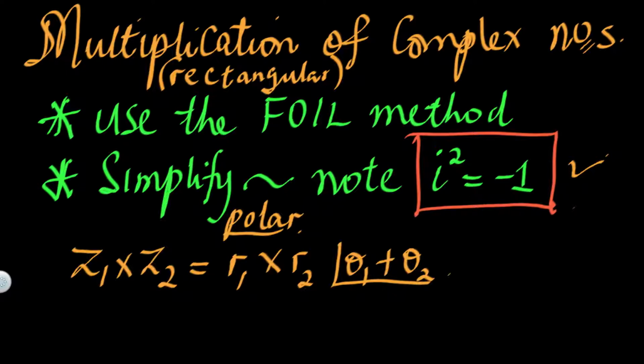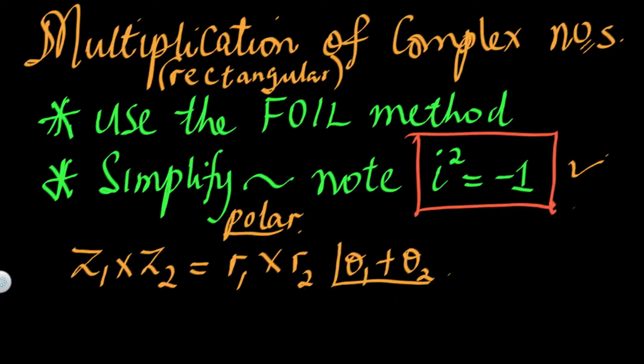Then if it is in polar form, all you do is multiply the moduli, so the modulus of z1 times the modulus of z2. Then you add the arguments, θ1 plus θ2. That's it. Both ways are very easy. I think the multiplication of complex numbers in polar form is much easier than in rectangular form. However, both are quite straightforward.